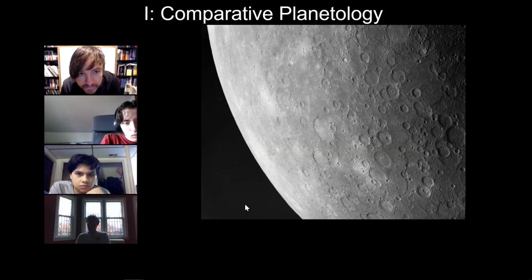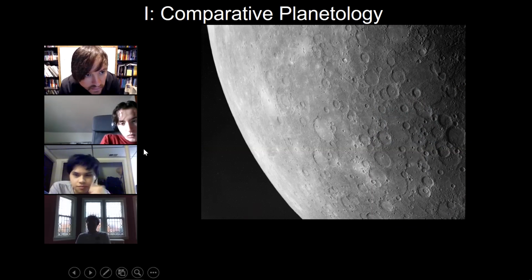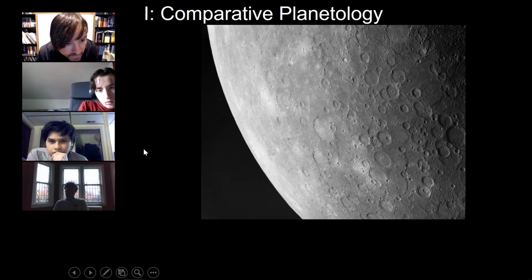What are we looking at here? Just a moon. Certainly looks like the moon, doesn't it? Turns out it's not the moon. You're looking at a planet. You're looking at the surface of the planet Mercury.